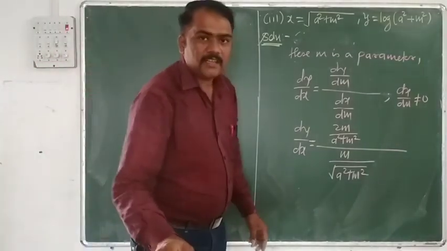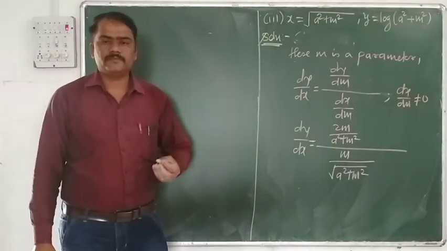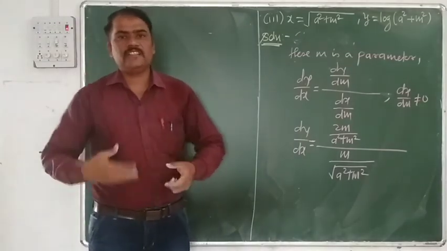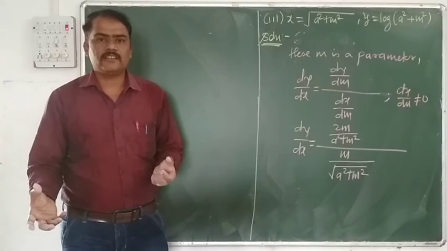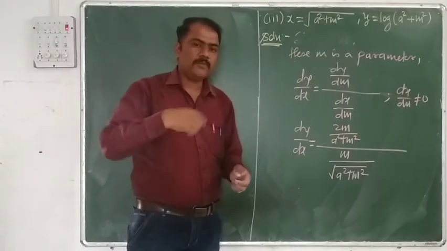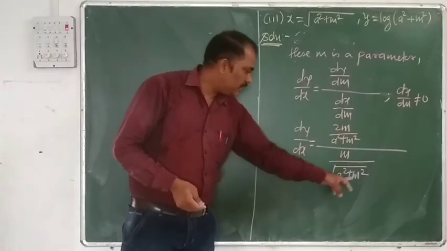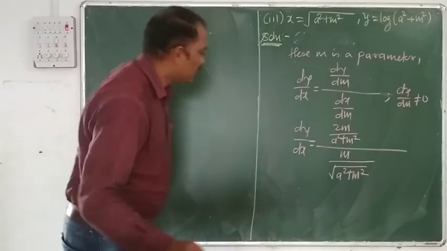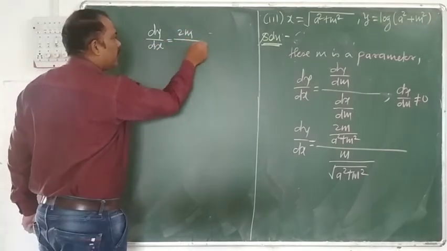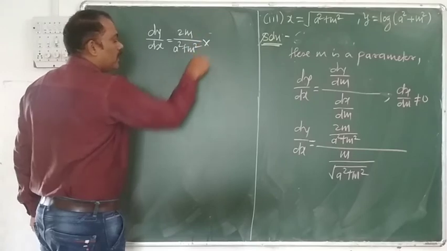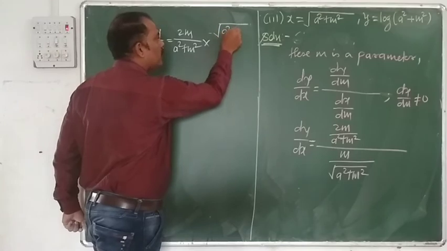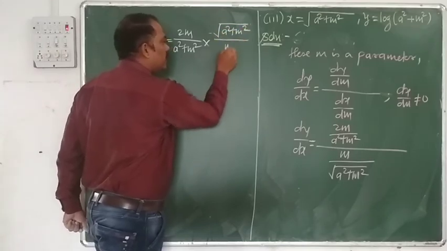We know that on television there is a lot of news. Yesterday there was one statement, and today we change that statement, and there is a new statement; we take the reverse of that statement. Similarly, when dividing, we multiply by the reciprocal of the denominator. So we can write dy by dx is equal to 2m divided by a square plus m square into the reciprocal, under square root of a square plus m square divided by m.